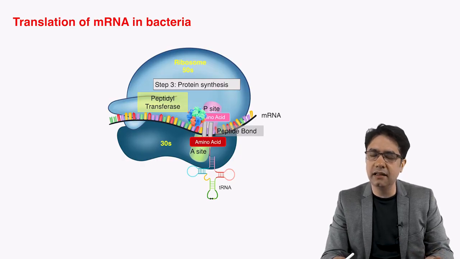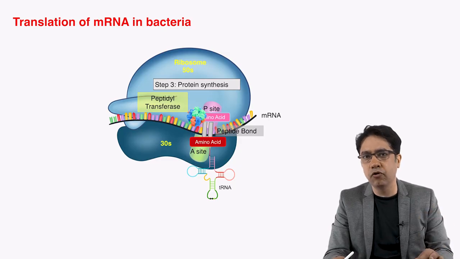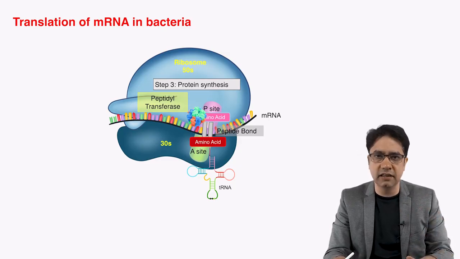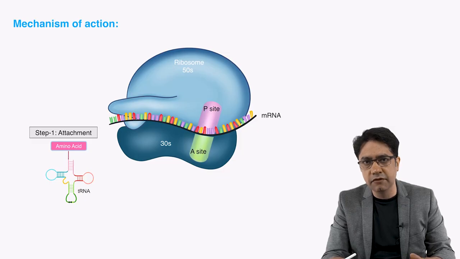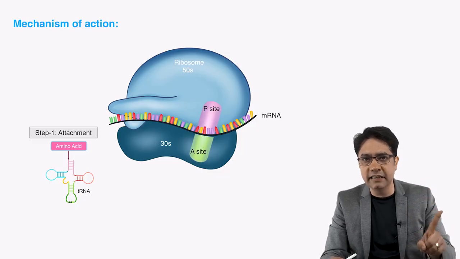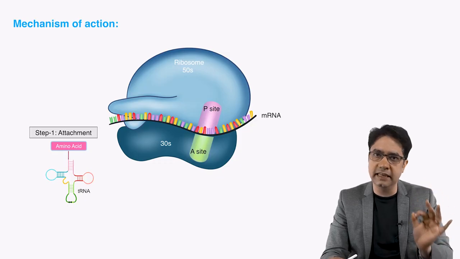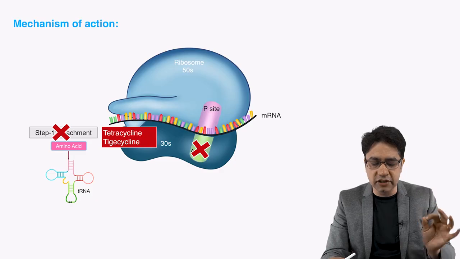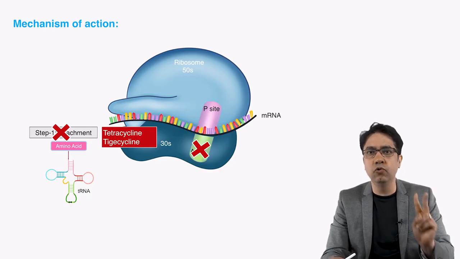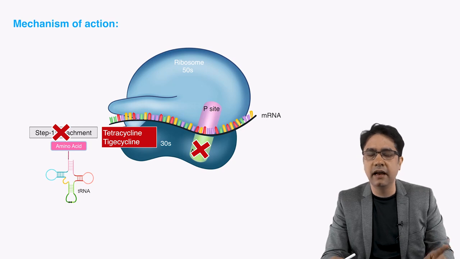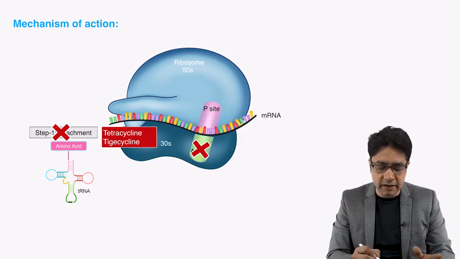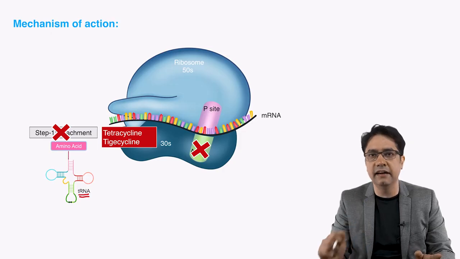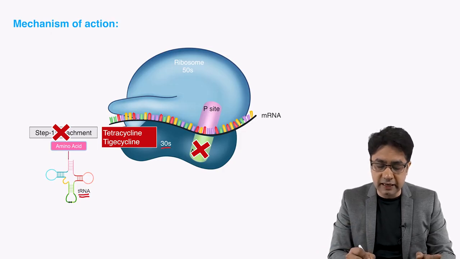Keeping this in mind, let's start now how antimicrobial drugs will reduce this protein synthesis. We discussed the first step was tRNA attachment, which is bringing an amino acid and attaching to the 30S subunit, A site, attachment site. This first step is blocked by two drugs, tetracycline and tigecycline. How can we remember? Tetracycline and tigecycline will inhibit tRNA attachment to the 30S subunit, attachment site, A site.